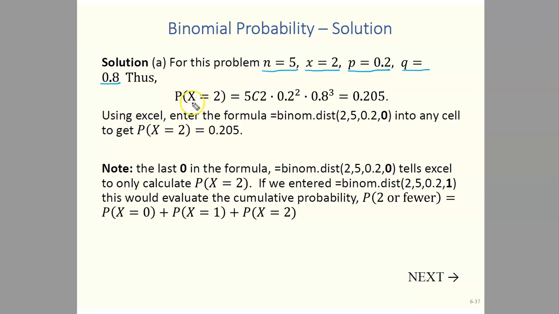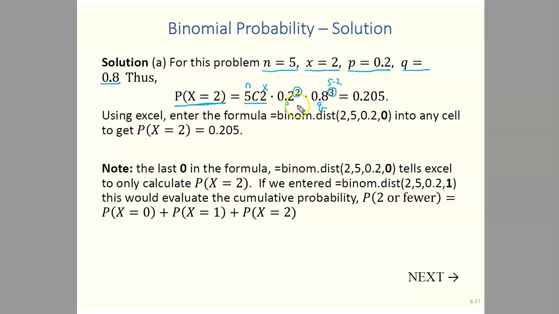So the probability of getting 2 late flights by the binomial formula is going to be 5C2, that's nCx, you see the n and the x, p to the x power, 0.2 is p, the x is the 2 right here, and then q to the n minus x, that's 5 minus 2 right here.